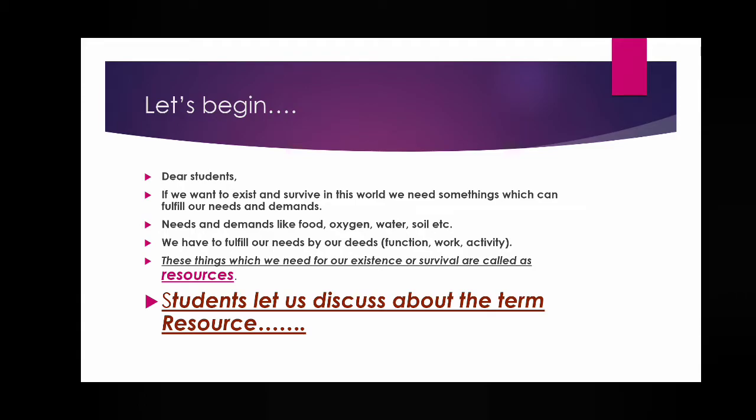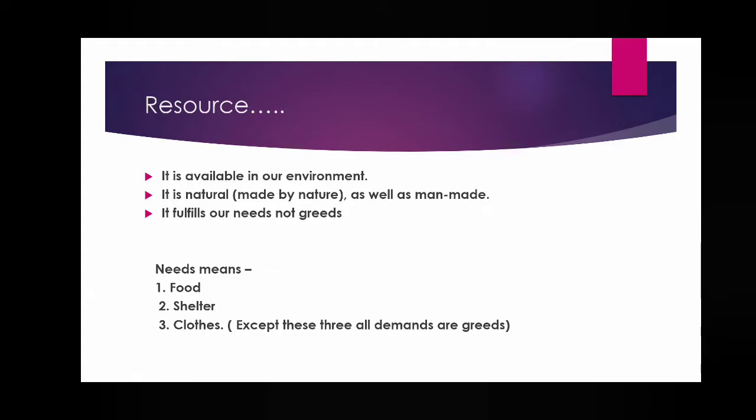Now students, let us discuss the term resource. What is called a resource? What do you mean by resource? So for resource, you have to remember three things. It is available in our environment. Any type of resource, whatever the name you can put up, it is available where? In our environment. It may be the physical environment, it may be the human environment. There are mainly two environments present: the physical environment, which is mainly controlled by nature, and the man-made or human environment, which is controlled by human beings.